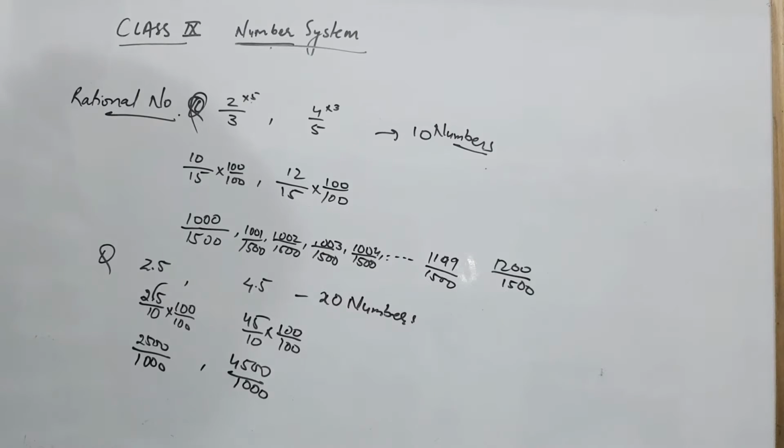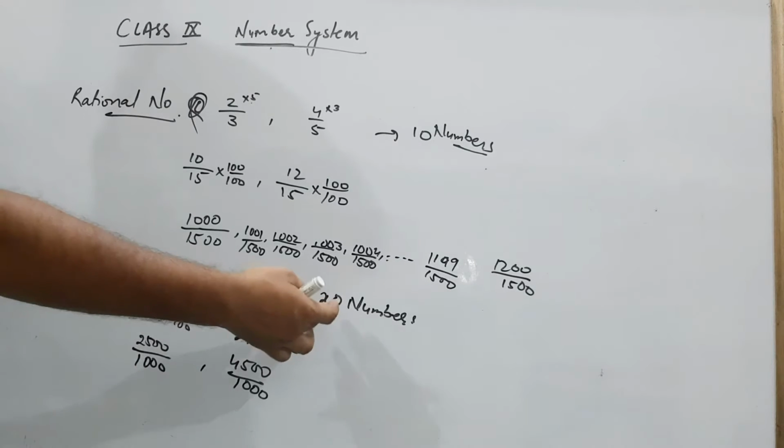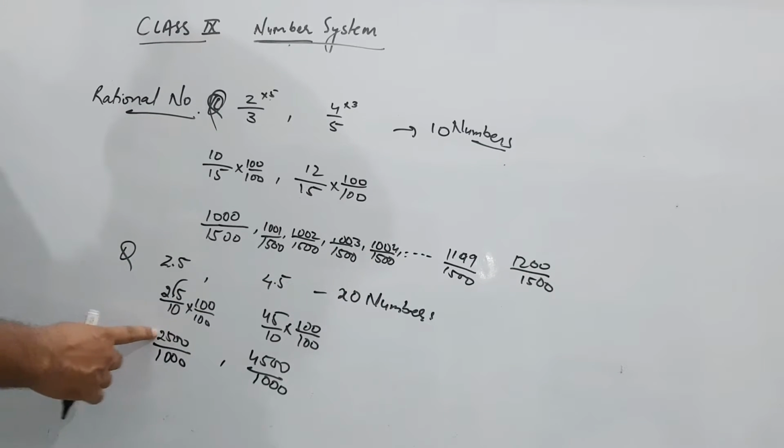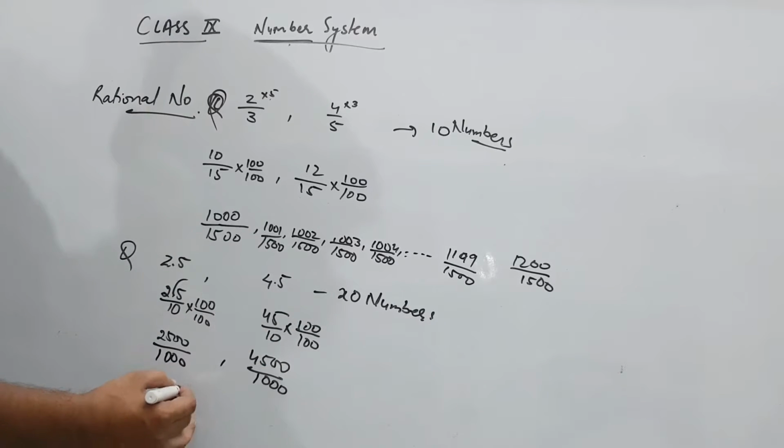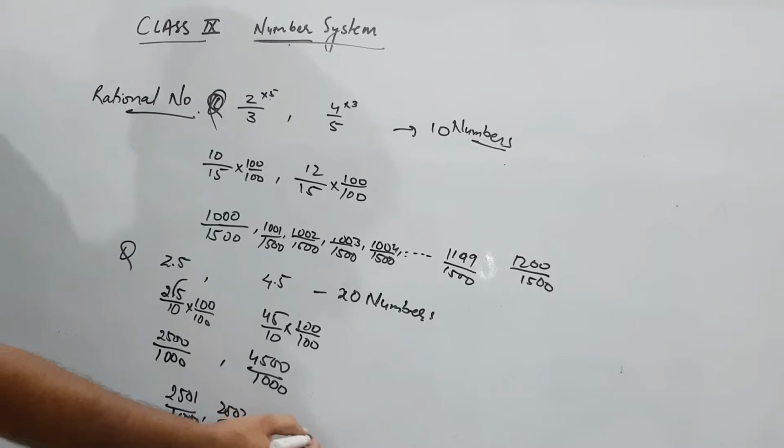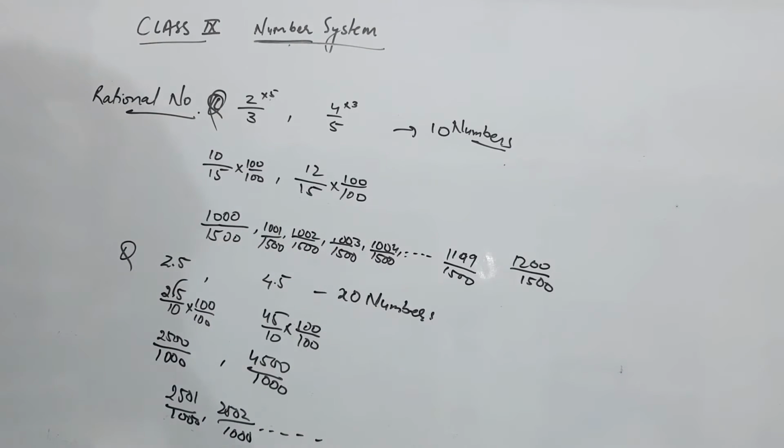So what do you need to write down now? Only 20 numbers between 2500 and 4500, and it goes like this: 2501 upon 1000, 2502 upon 1000, and it goes on and on. You need to write down any 20 numbers for this solution. I hope this type of question is clear.